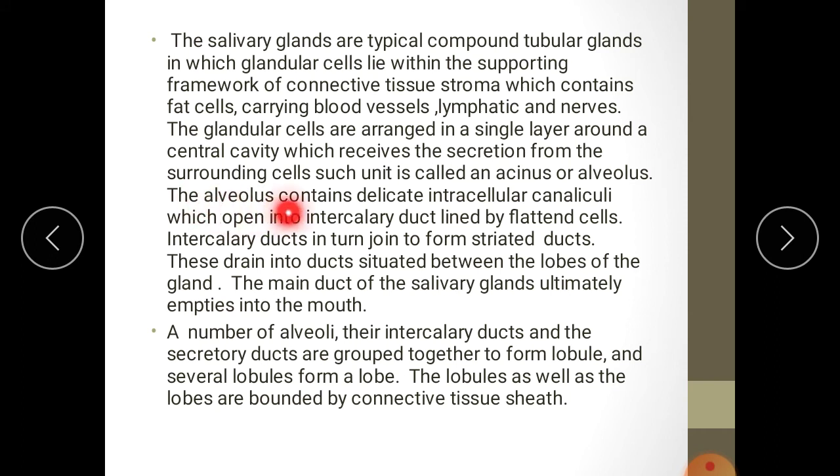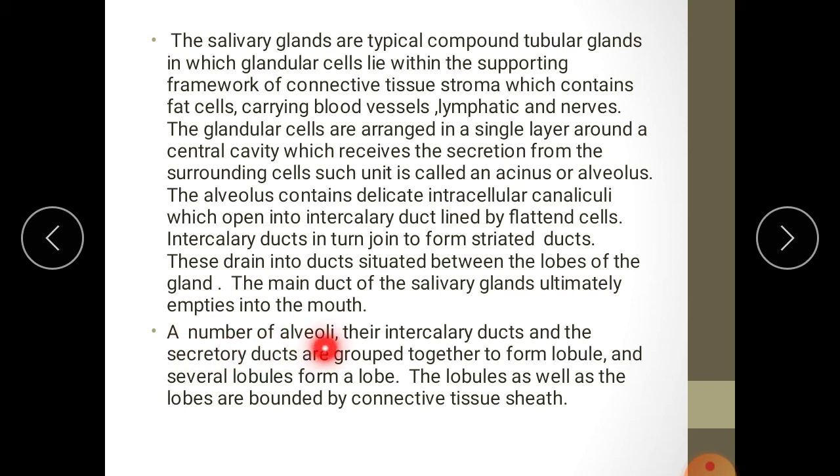Then the alveolus contains delicate intracellular canaliculi which open into intercalary ducts lined by flattened cells. Intercalary ducts in turn join to form striated ducts. These drain into ducts situated between the lobes of the gland. The main duct of the salivary glands ultimately empties into the mouth. Thus, different ducts are formed.